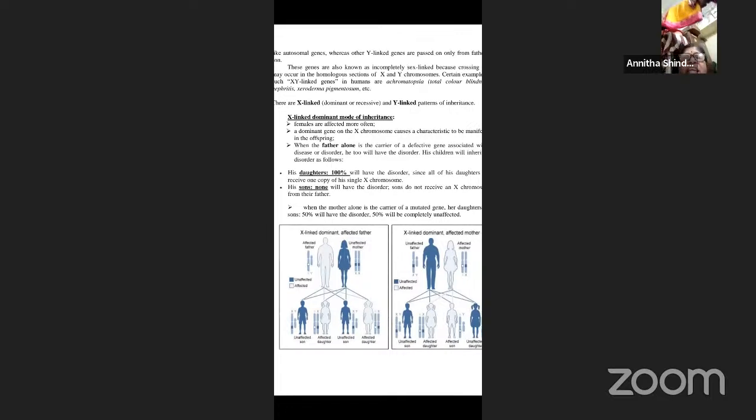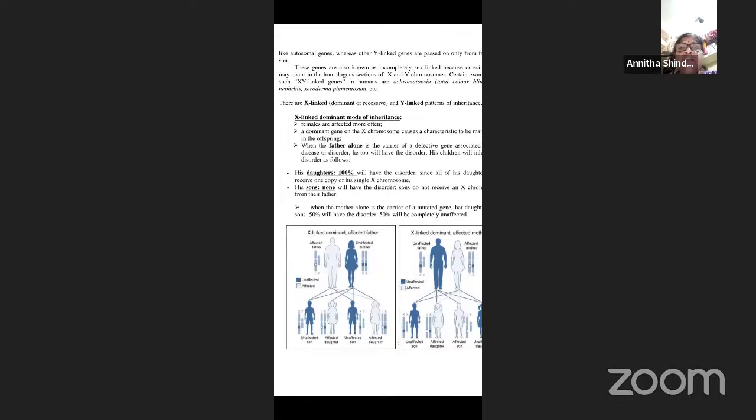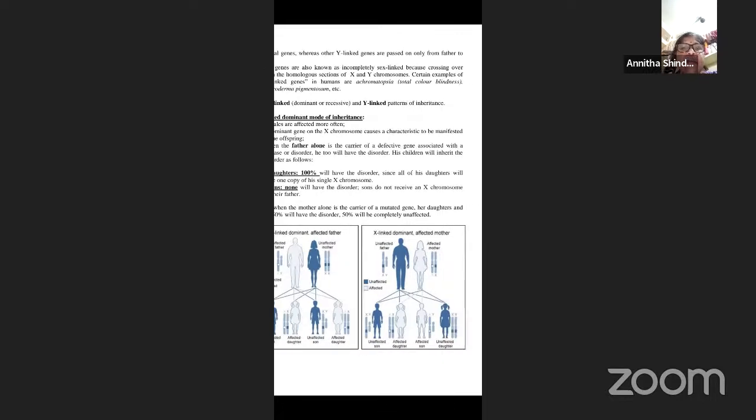So what we can say is that X-linked dominant or recessive and Y-linked patterns of inheritance come under three categories. One is the X-linked dominant mode of inheritance, in which the females are more affected. Second, a dominant gene present on the X chromosome causes a characteristic that is transferred to the offspring. If the father alone is a carrier of the defective gene, then he too will have the disorder, so his children will inherit the disorder like this.